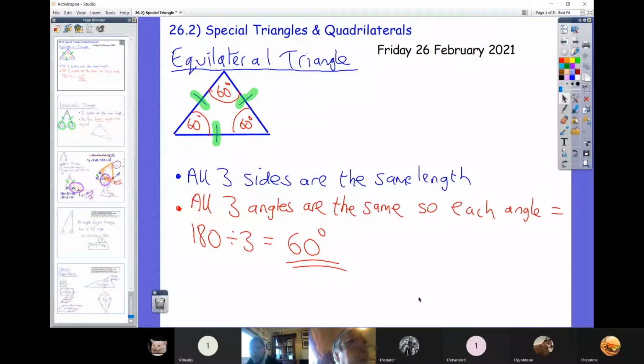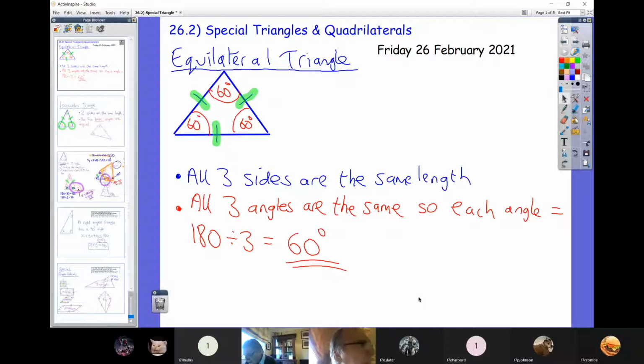So we're just going to be building on our angles knowledge. All the skills you've been using for the last couple of lessons, you're still going to be needing to use those tools. So angles in a straight line add up to 180, angles about a point add up to 360, angles in a triangle add up to 180, and angles in a quadrilateral add up to 360.